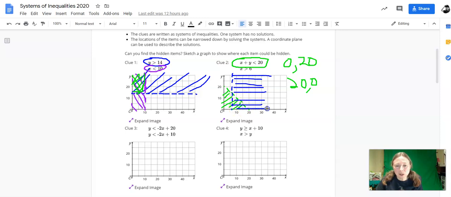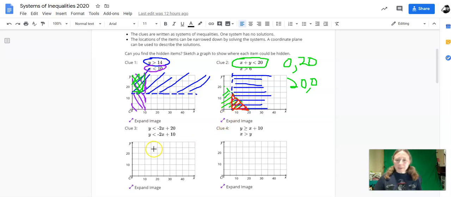And then the solution to our system of inequalities is where those two shaded regions overlap. So that is this little triangle-y area here. That is the solution to the system of inequalities. That's where both inequalities are true at the same time. Okay, and so (5, 5) is in there. (10, 10) is not in there. That's on the line, and we need to be on the side of the line. But (9.5, 9.5) would be in that region more than likely.